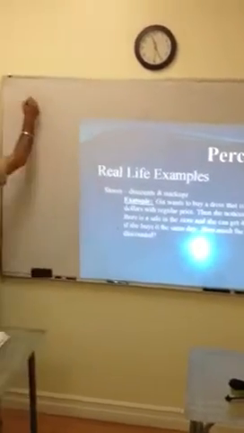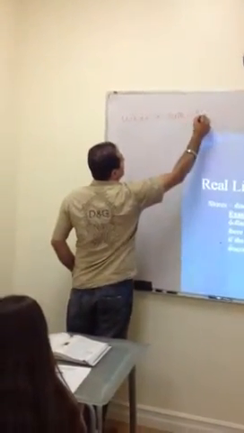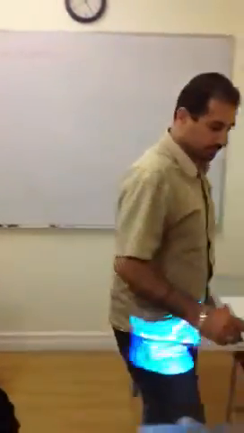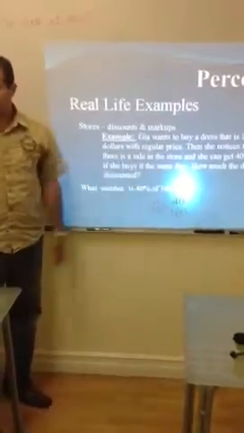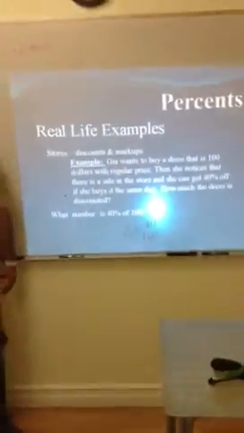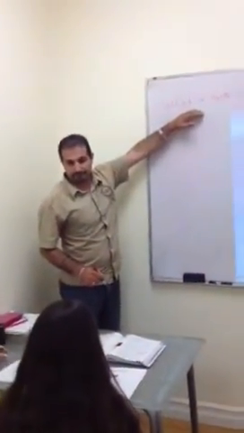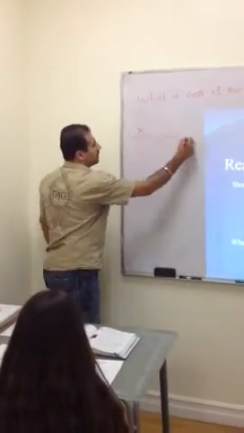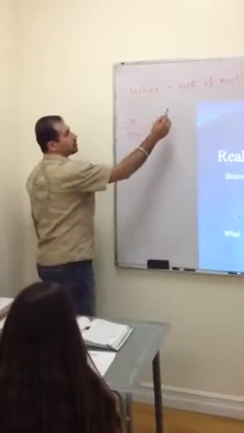So remember, what is 40% of 100, right? That's the first question we're going to look at. What number is 40% of 100? Then, what do we do? What is our is? X. What is our of? 100. What is the percent? 40.